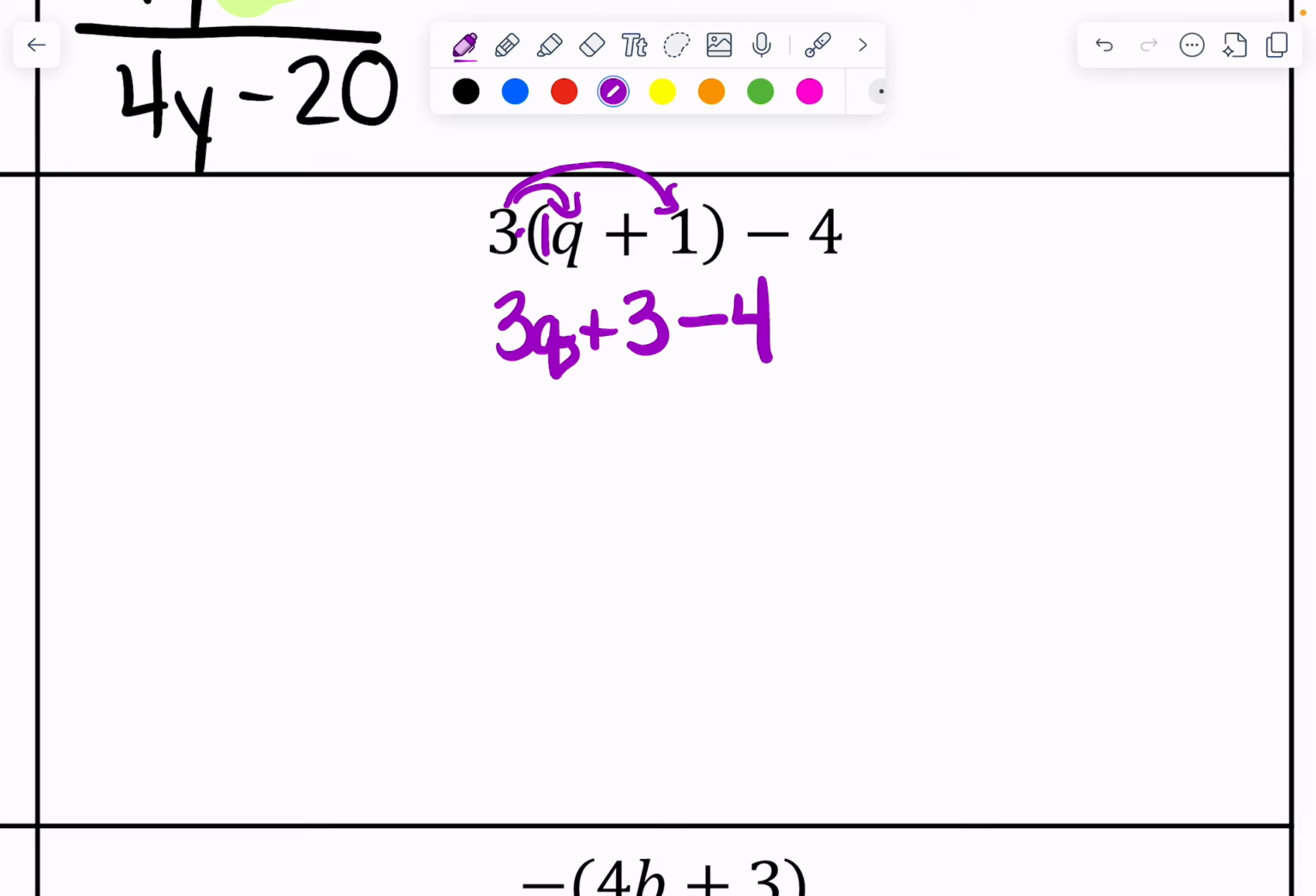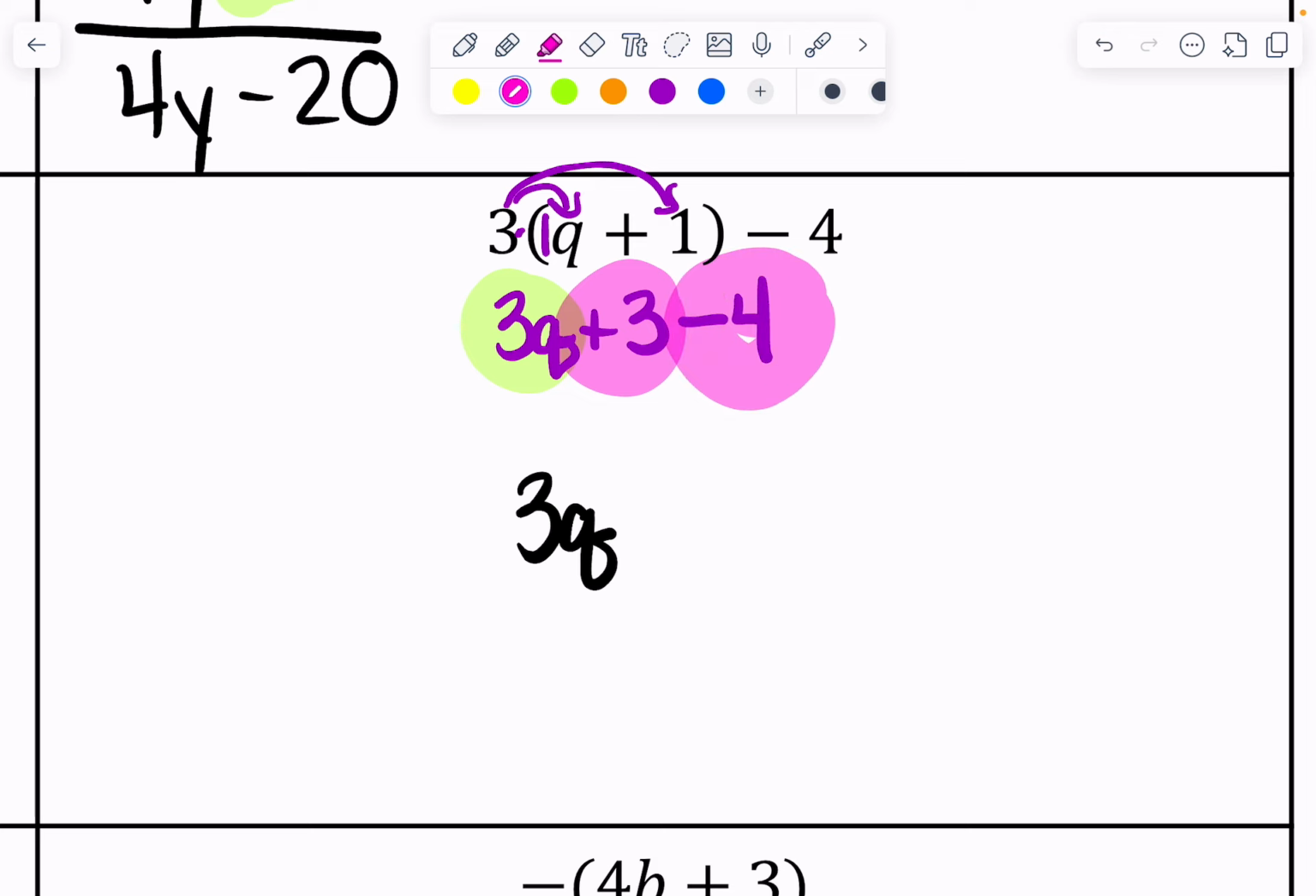So when I look, I have my 3q. There's nothing else to combine with that, so that'll stay the same. But then I have these constants. So I have positive 3 and a negative 4. Remember to include the plus and the minus as the sign on that term. So when I combine a positive 3 with a negative 4, I get negative 1. So I can write this as 3q minus 1.